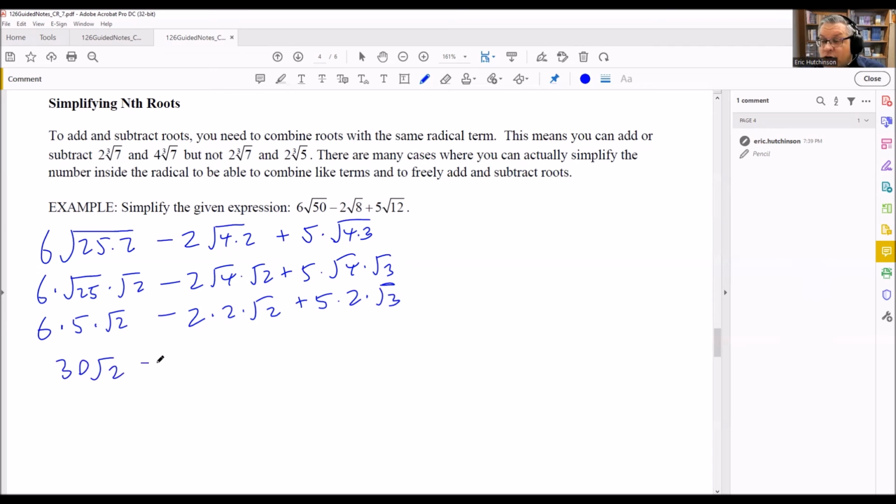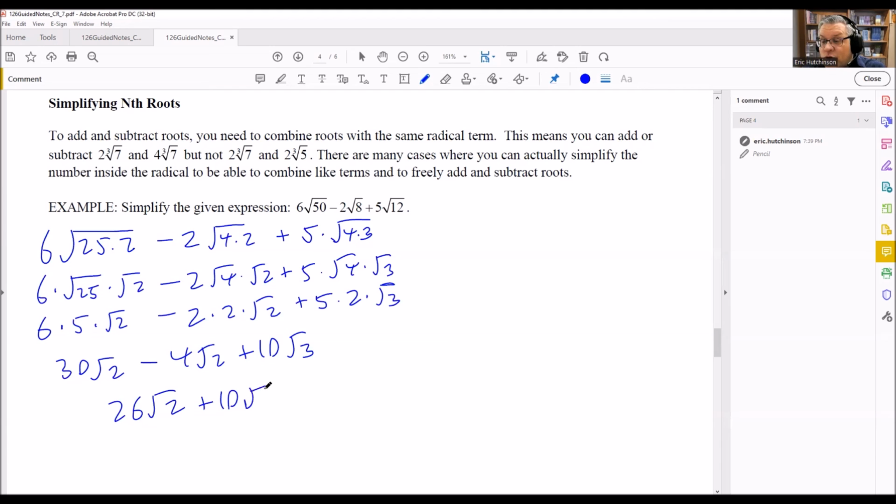So I have a 30 square root of 2 minus a 4 square root of 2 plus a 10 square root of 3. Now the first two would be considered like terms because they have a square root of 2 in them. I have a square root here also, but that number is a 3, and that square root of 3 cannot combine with anything else that I have there. So all I can do is take 30 minus 4 and get 26, and then we just put the square root of 2 on that.